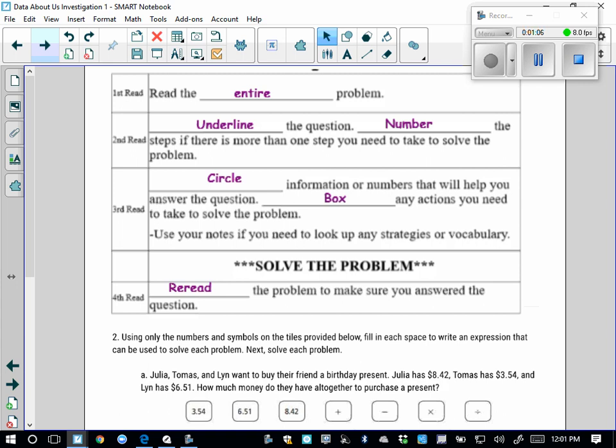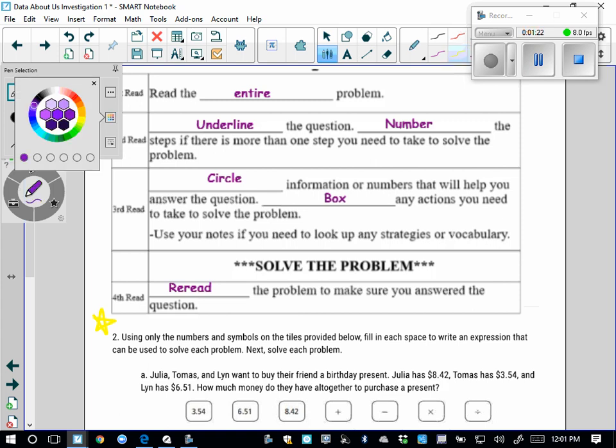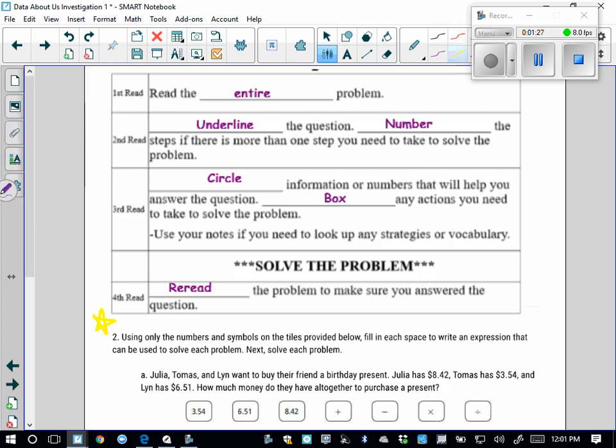So using only the numbers and symbols on the tiles provided below. So what I'm doing is I'm just going to model the close reading strategies. So first thing I'm going to do is just read the problem, and nothing else. So, using only the numbers and symbols on the tiles provided below, fill in each space to write an expression that can be used to solve each problem.